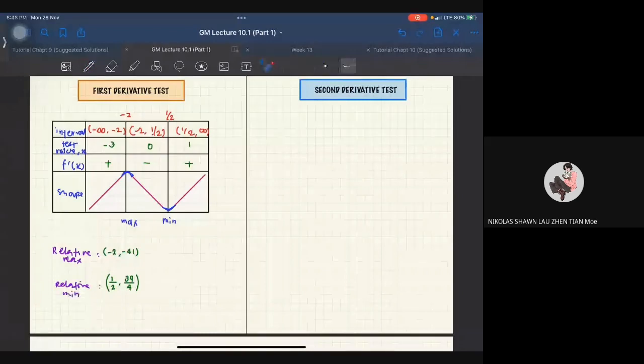So we don't call it maximum or minimum. I will tell you why later. Remember to ask me why we don't call it maximum or minimum, and why we need to use the word relative in front. Okay, so that's it for the first derivative test.